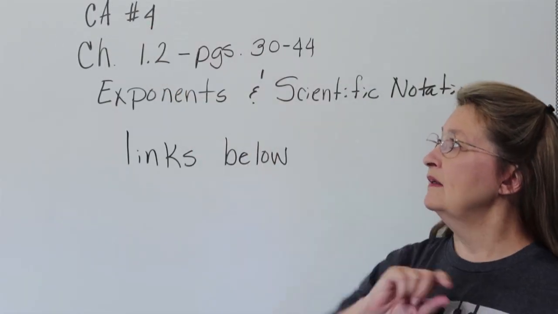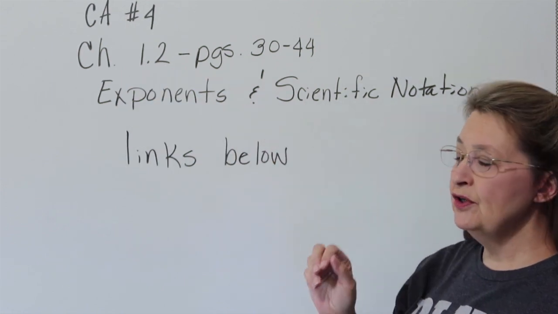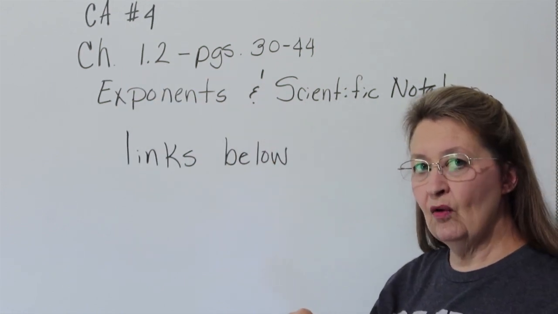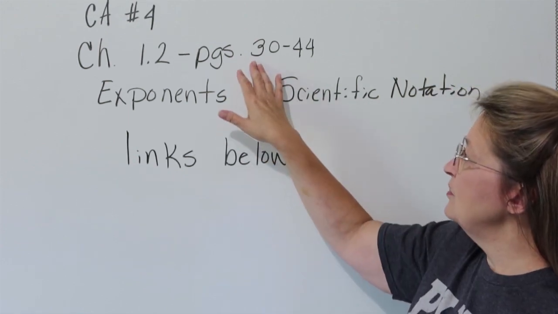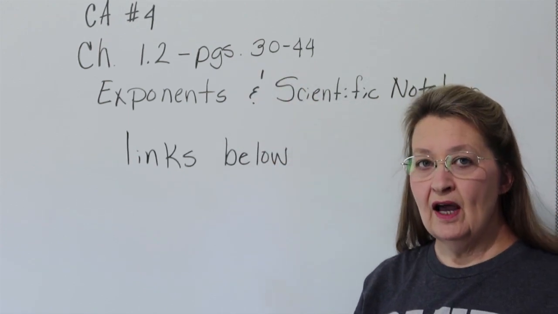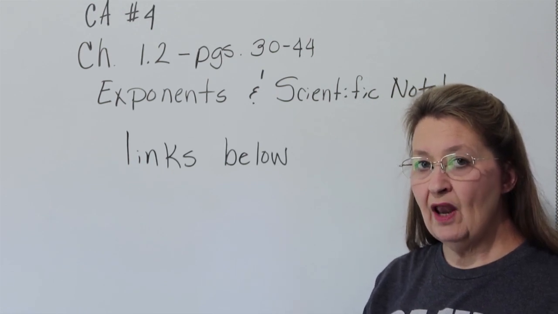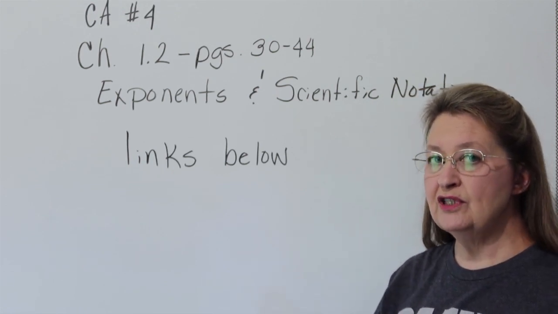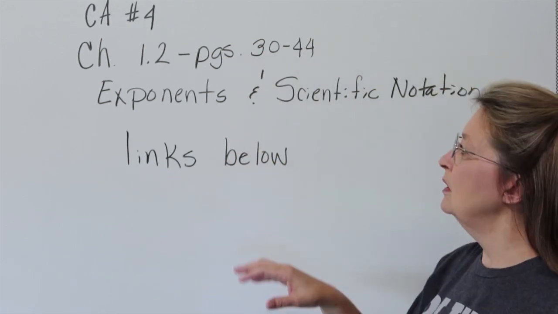And we're at video number 4. This is going to cover chapter 1.2 in the book from openstax.org, and I will have a link in the description below. This is pages 30 to 44. Now, guys, if you're reading the PDF online, the PDF page numbers are different from the page number in the book. This is the page in the book.